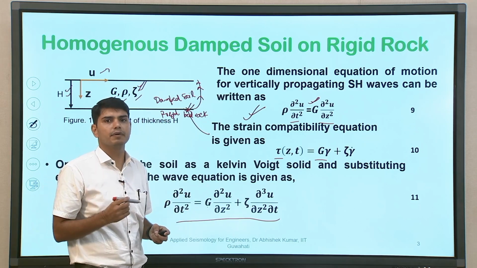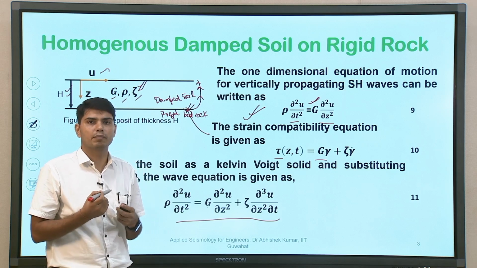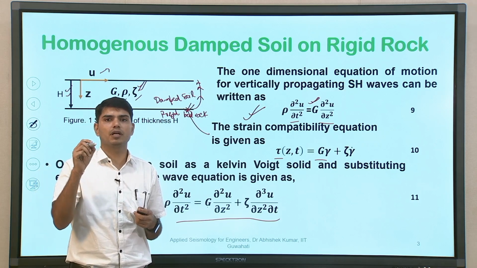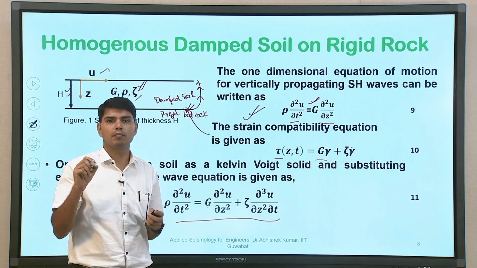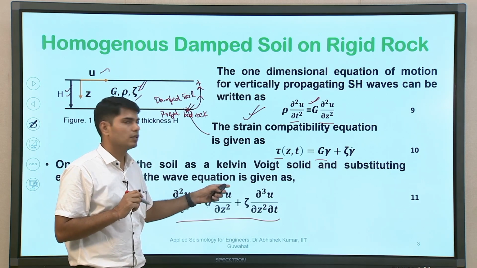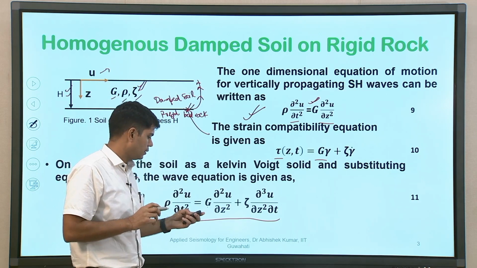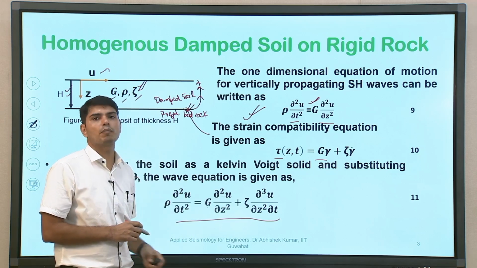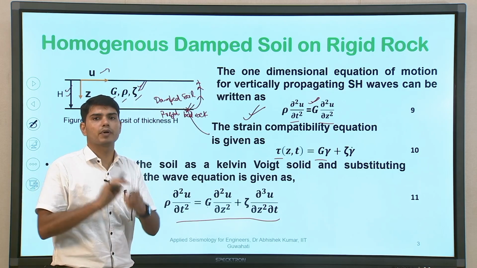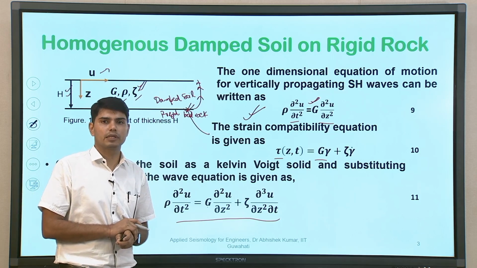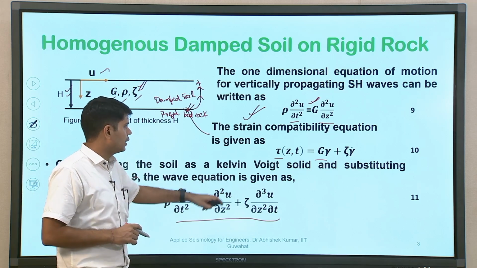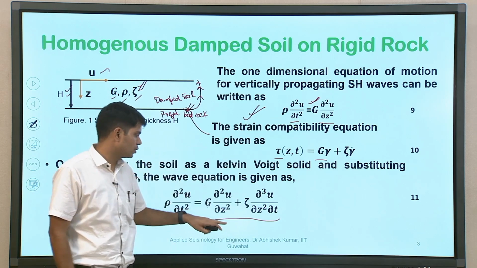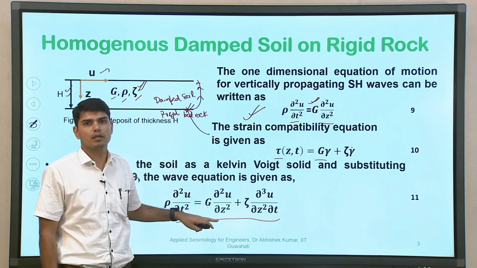If we remember the solution for the undamped case, A exponential iota theta plus B exponential, those components were there; that will come in the next slide. Similarly, for this part you will also have the corresponding solution of the one dimensional equation of motion. Just remember, this was the equation of motion for undamped soil, and this is the equation of motion for damped soil.